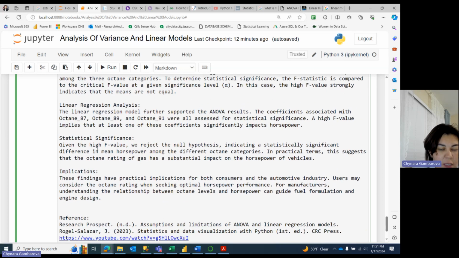In the end, given the high F value, we reject the null hypothesis, indicating a statistically significant difference in mean horsepower among the different octane categories. So yeah, in practical terms, this suggests that the octane rating of gas has a substantial impact on the horsepower of vehicles.